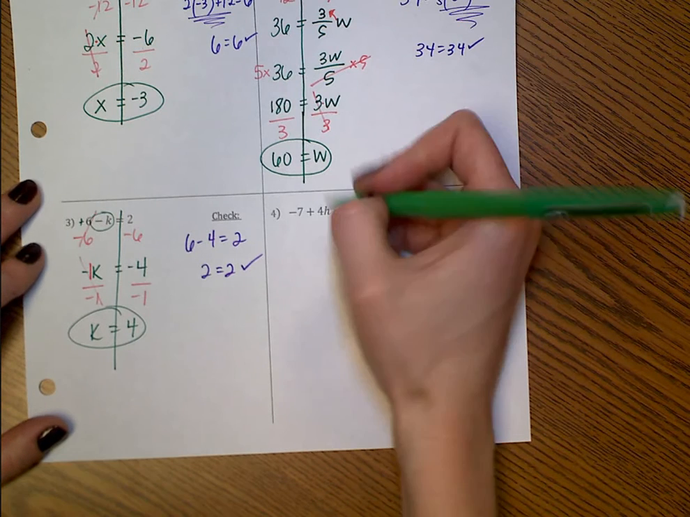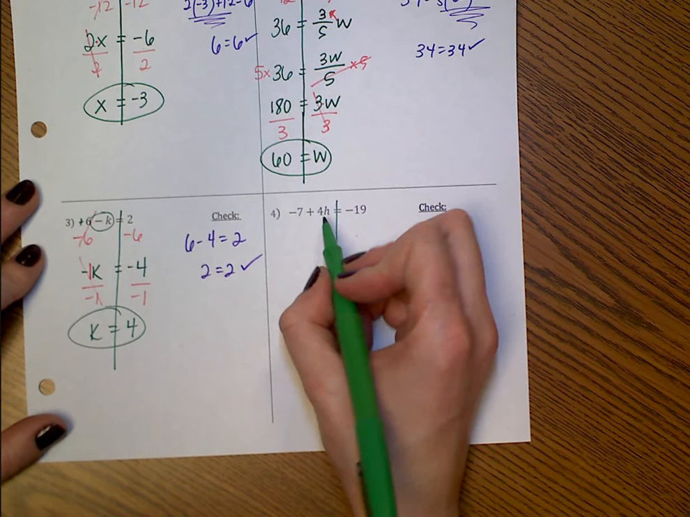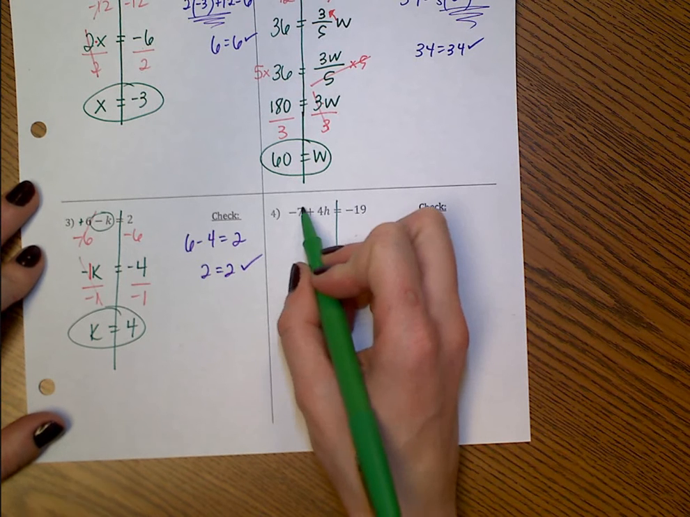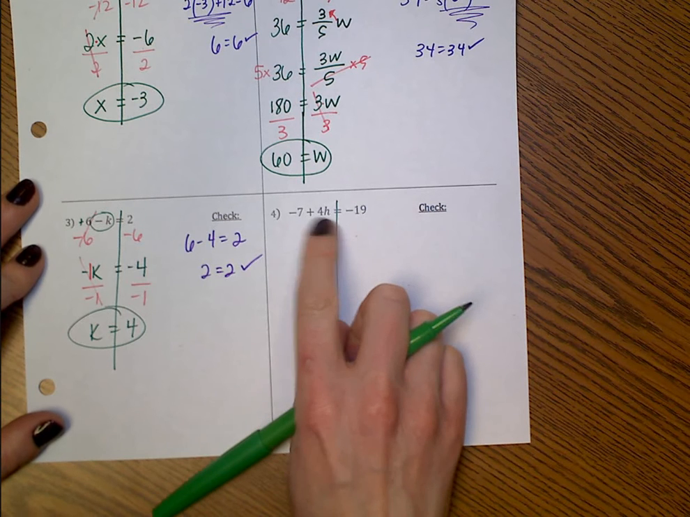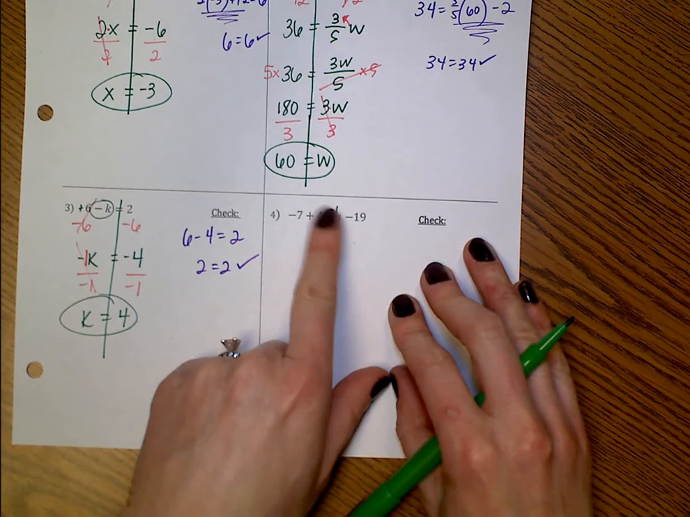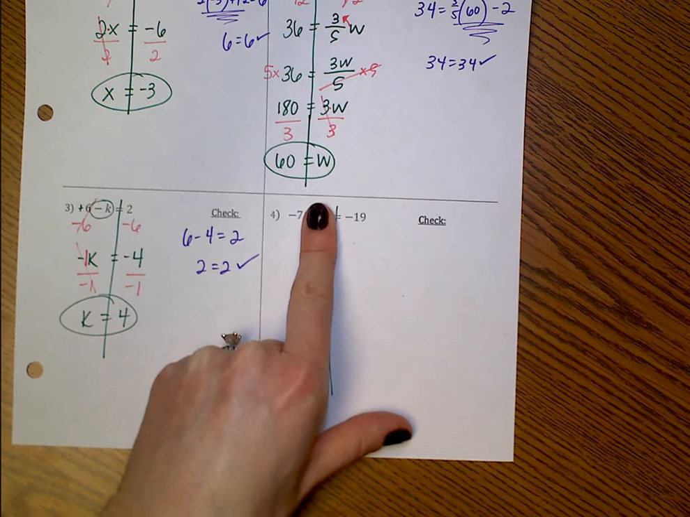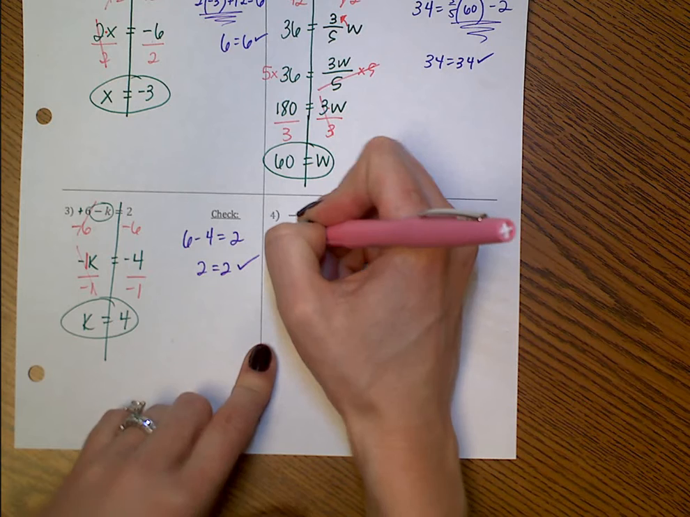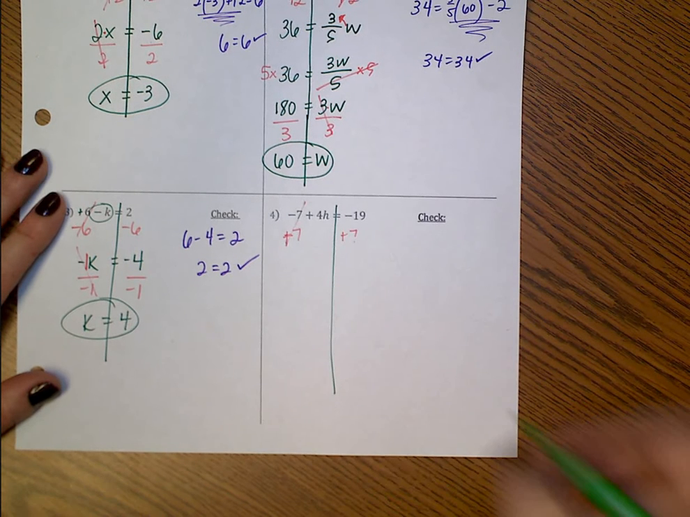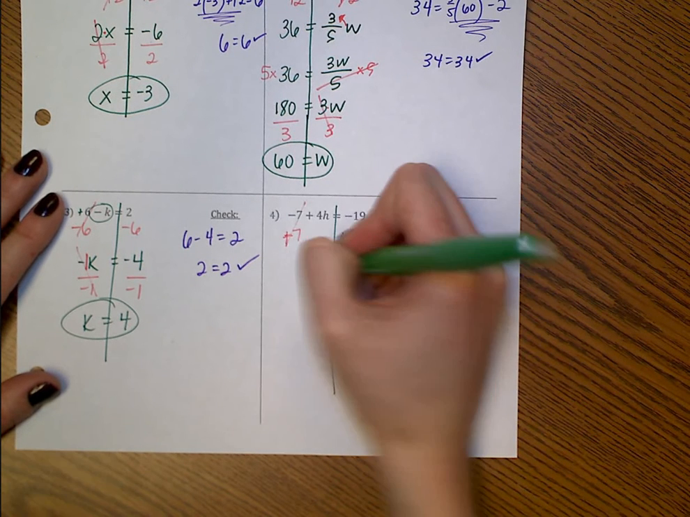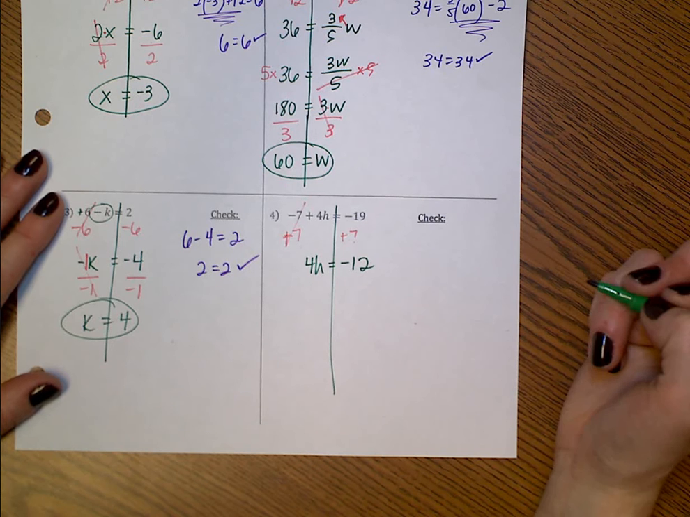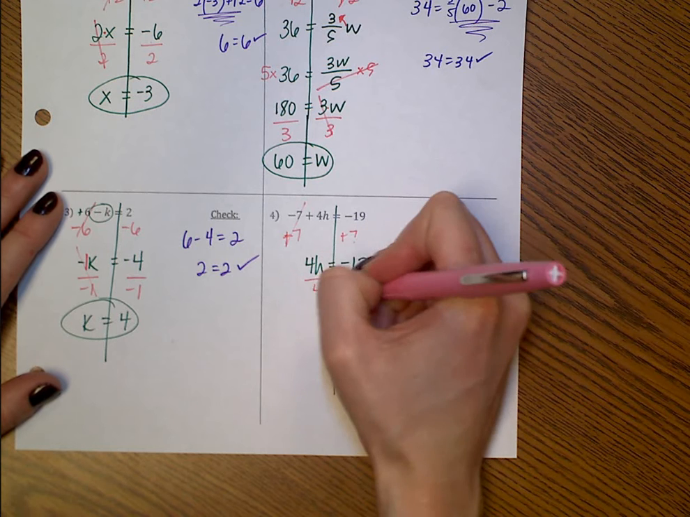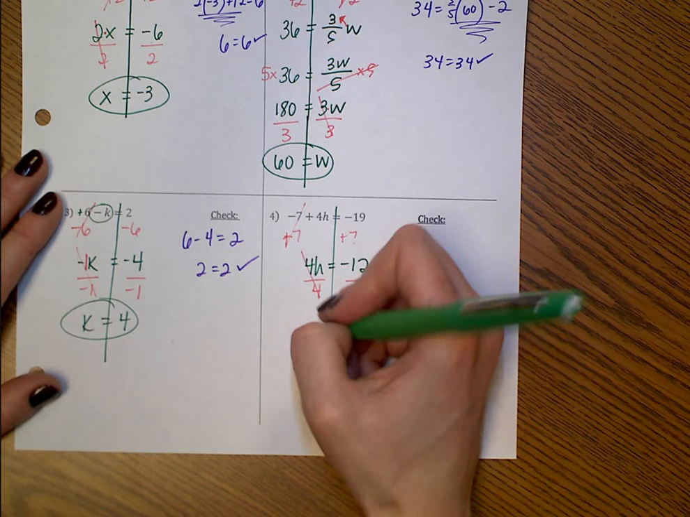Example 4, same thing. The 4 is connected to the variable, so I always, and you should too, always move what's not touching H first, which is the 7. And you always do the opposite of the sign in front of something to move it. So since it's a negative, I'm going to add, and those cancel. And I'm left with 4H equals -12. I'm multiplying by 4, so I'm going to divide by 4. And I get H equals -3.